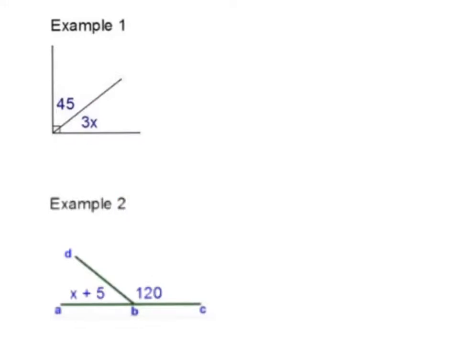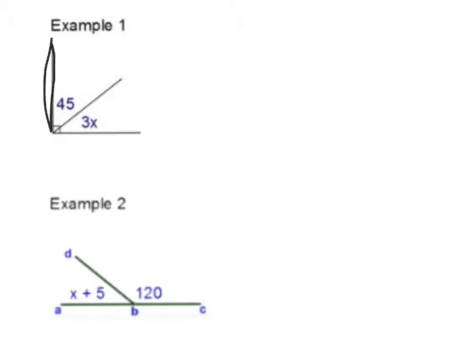So we want to be thinking about, why is this important? Well, this is important because we are now going to be able to use the idea of our angle relationships to write and solve equations in order to find a missing value. For example, if you take a look at example 1, you're going to notice that we have an angle that's labeled 45 degrees and we have an angle that's labeled 3x. We obviously don't know what the x is in 3x, so we have to figure out what that equals.